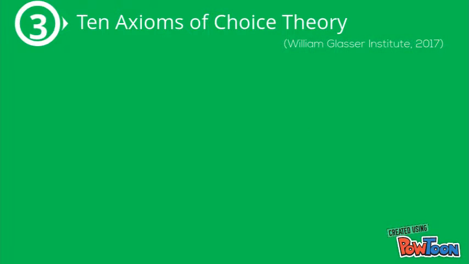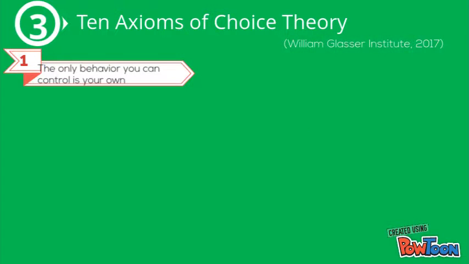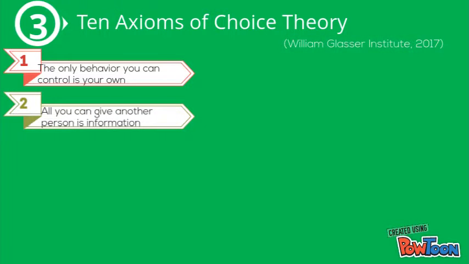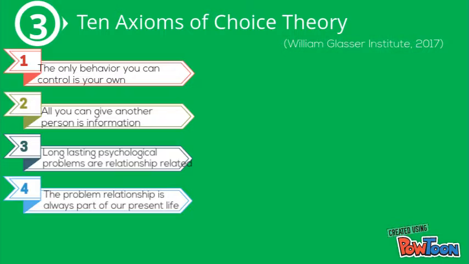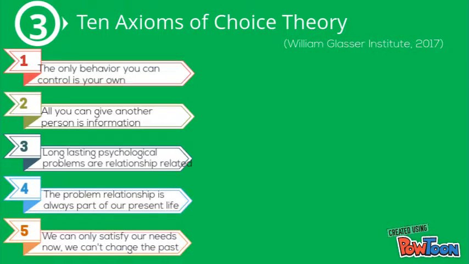The 10 axioms of choice theory are: 1. The only person whose behavior we can control is our own. 2. All we can give another person is information. 3. All long-lasting psychological problems are relationship problems. 4. The problem relationship is always part of our present life. 5. What happened in the past has everything to do with what we are today, but we can only satisfy our basic needs right now and plan to continue satisfying them in the future.